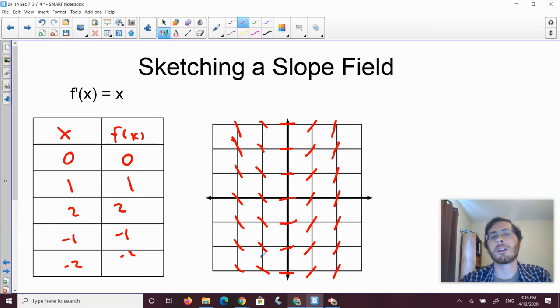So that's our basic idea of what a slope field is going to look like. And we know that makes sense because if the derivative is x, that means that we probably should have a parabola. And if we follow it, it looks like it's a parabola. So it looks like that's pretty good.